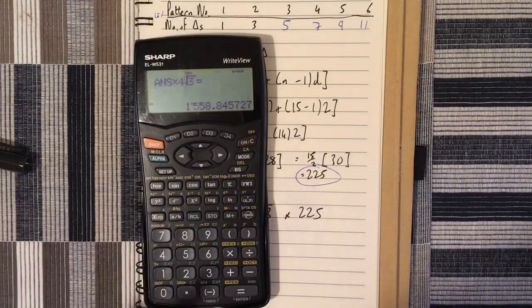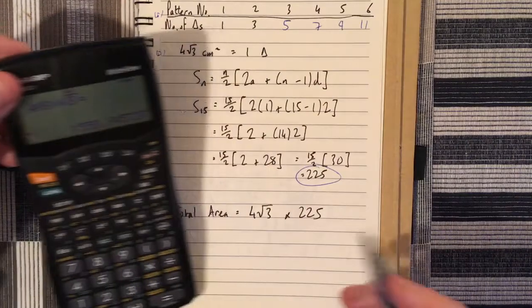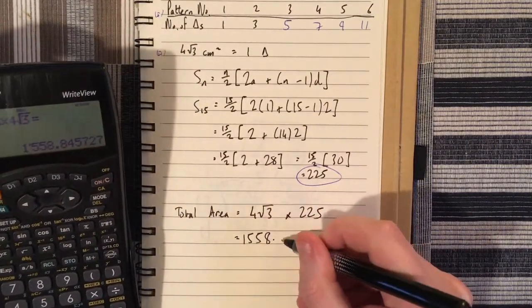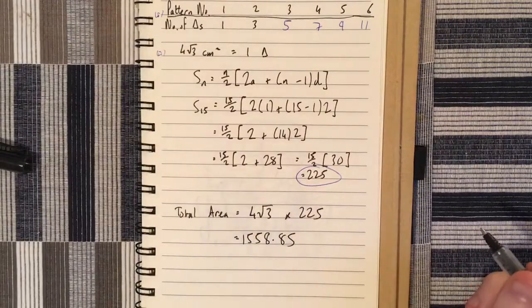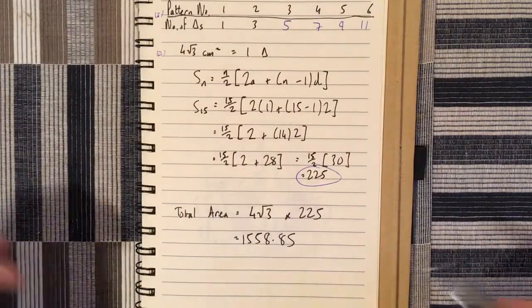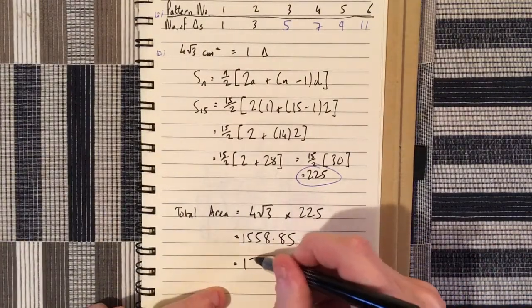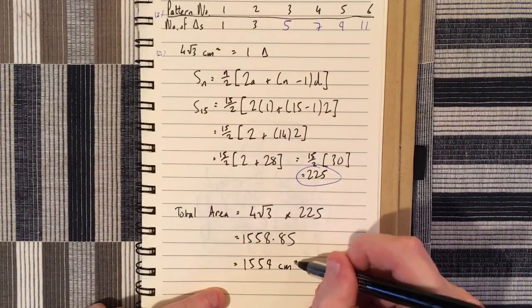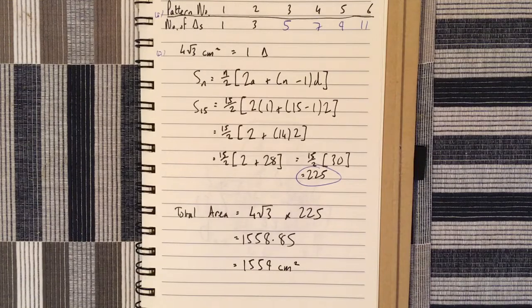Let's just do that on the calculator and I get 1558.85. What does the question say? The question says to the nearest centimeter squared. So that is 1559 centimeters squared, and that's me done.